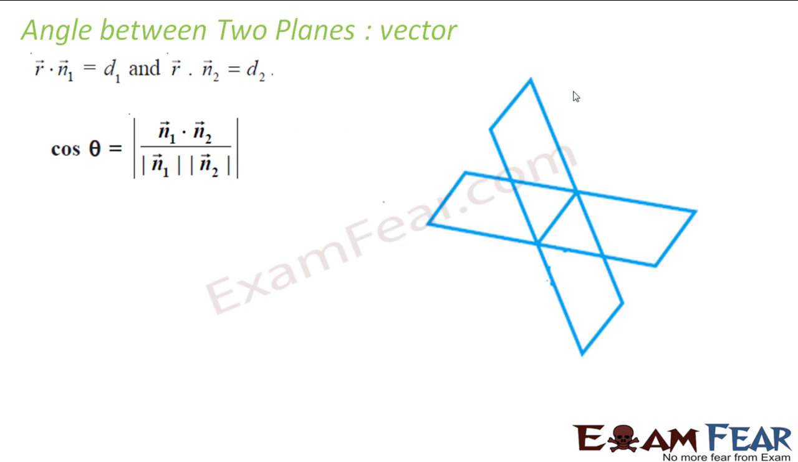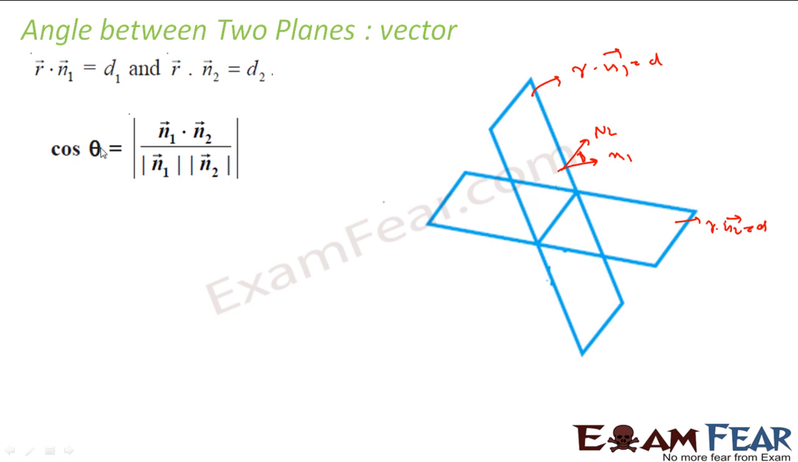Let's find the angle between two planes in the vector form. If I have two planes, r dot n1 is equal to d, and r dot n2 is equal to d, then the angle between them is nothing but the angle between the normals. This is the normal n1 and let's suppose this is n2, so the angle between them is the angle between the planes.